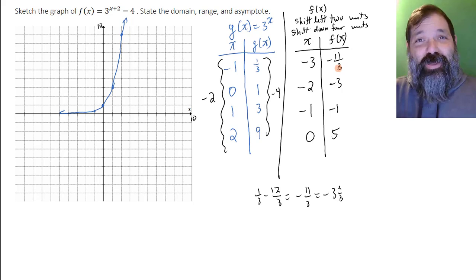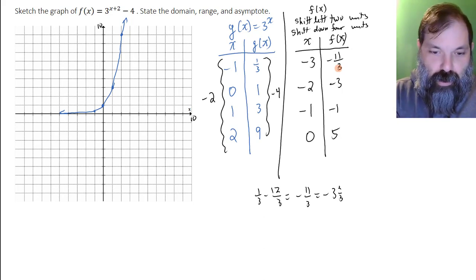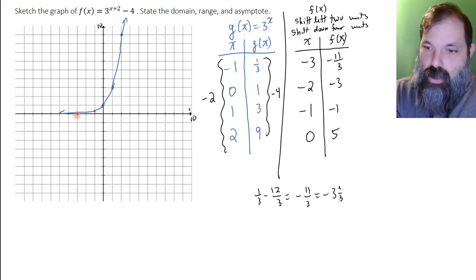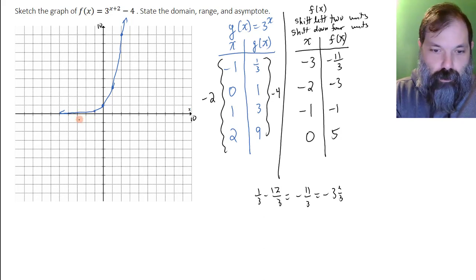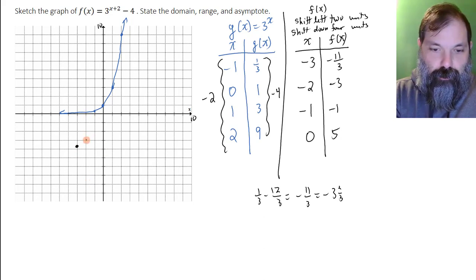Okay, so now plot those points, right? Those are the goal. Let's see, so -3, -3 and 2/3. So that's about here. -2, -3, -1, -1, and 0, 5. 1, 2, 3, 4, 5.